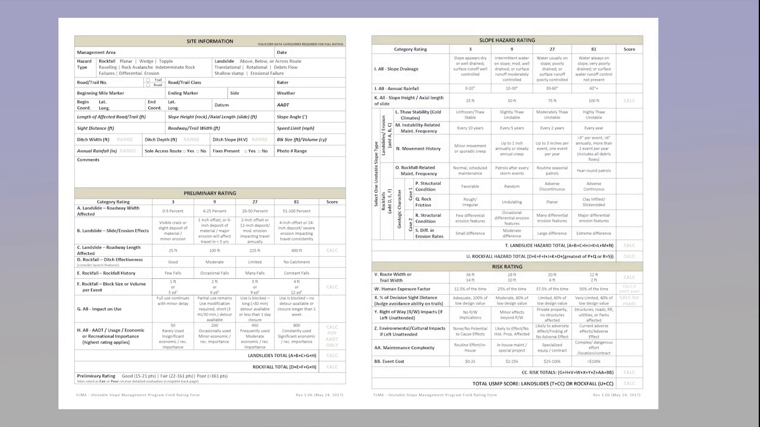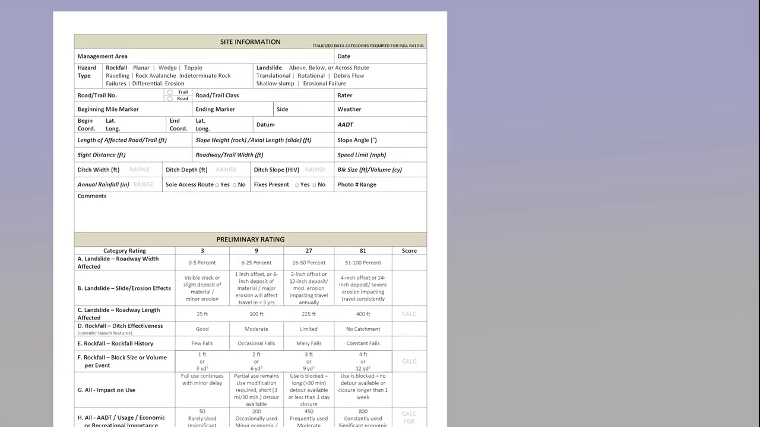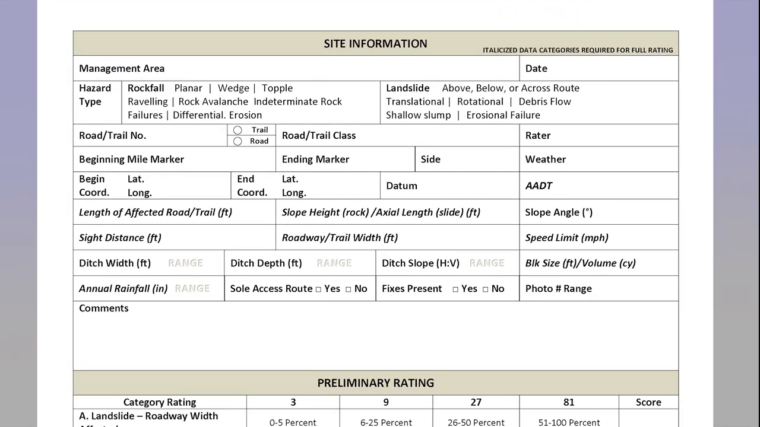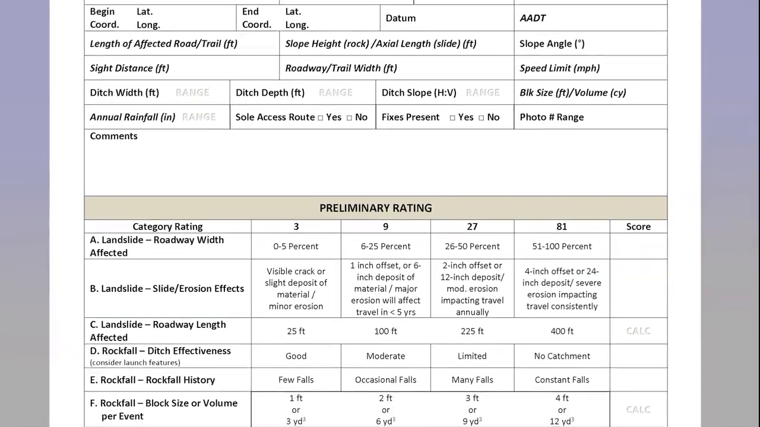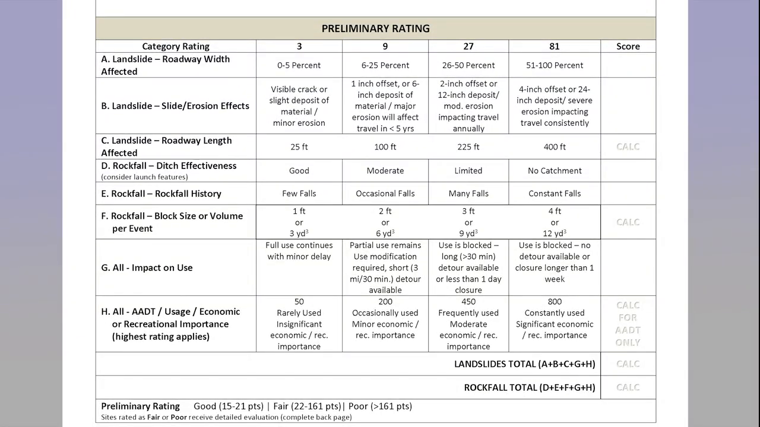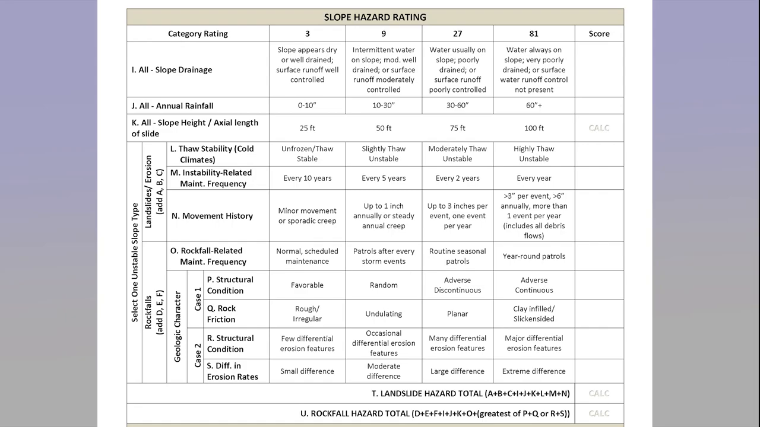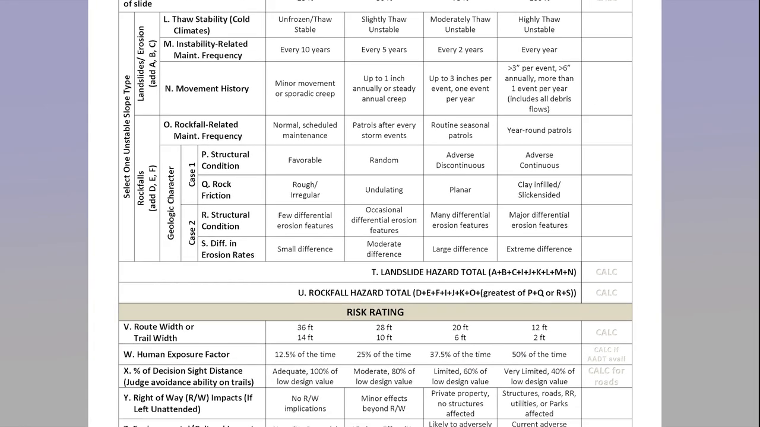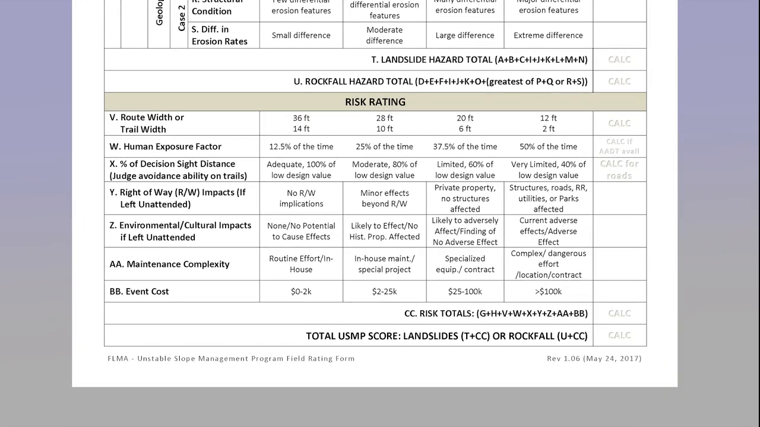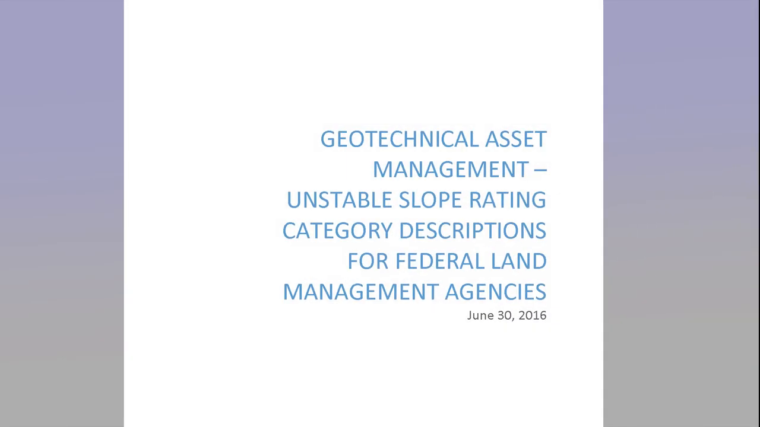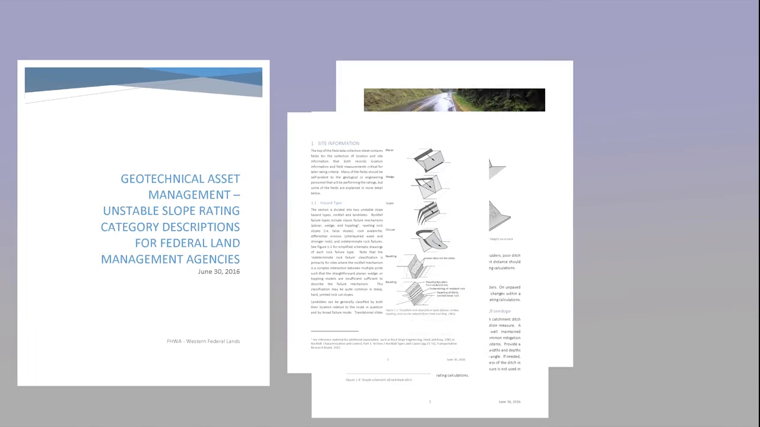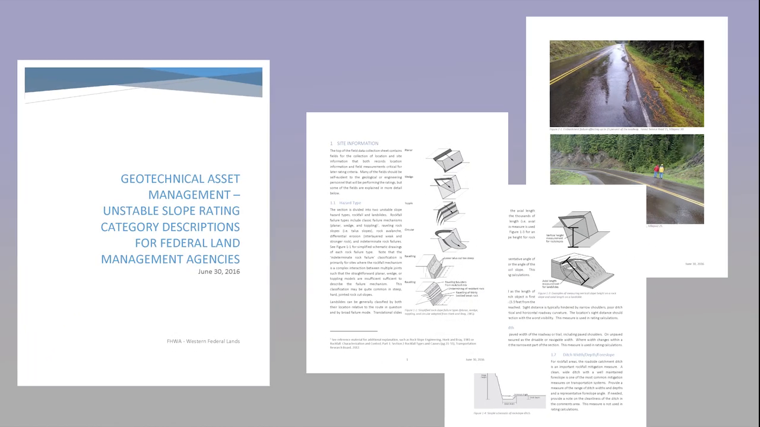By now, you should have a copy of the rating form in front of you. Once filled out, this two-sided form will contain all the data needed for locating and evaluating each unstable slope. The form includes a portion for critical location information and site measurements, and preliminary rating criteria with categories specific to either rock slopes or landslides. The second page contains spaces for rating categories relative to the slope's hazards, the risk it poses, and the site's total score. Category descriptions and evaluation guidelines for each criteria are contained in supporting documentation. Now let's get started.